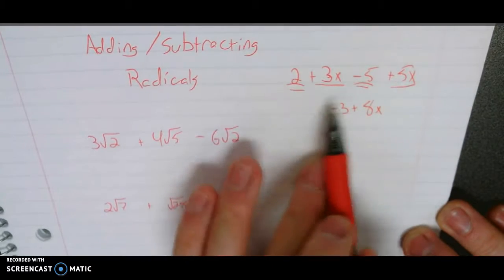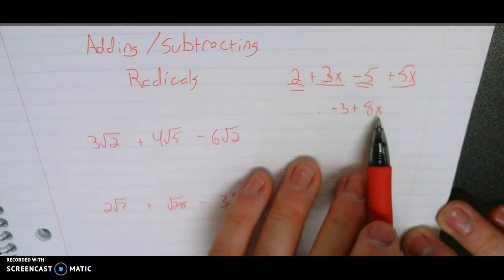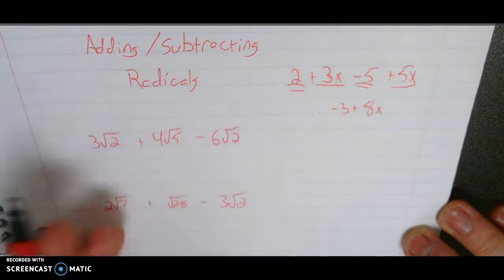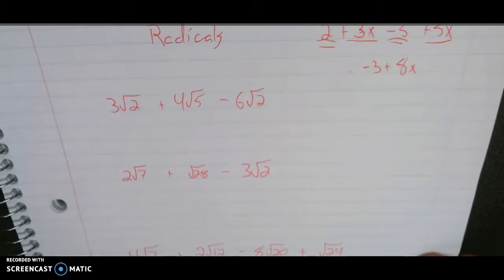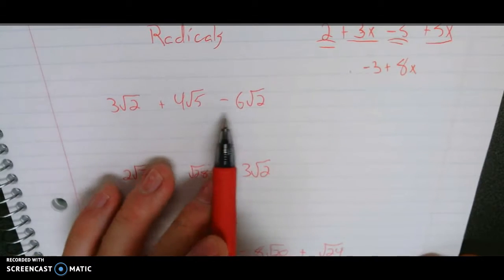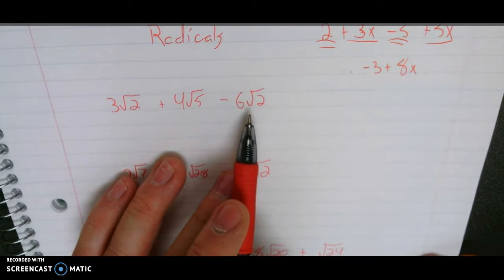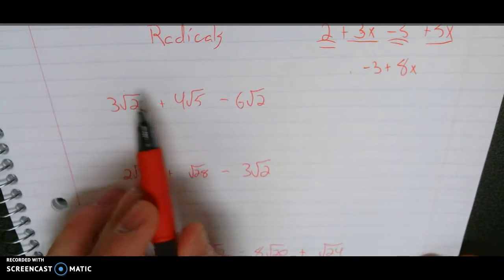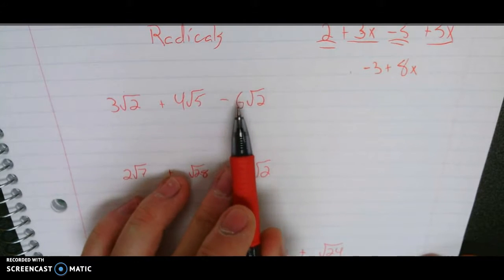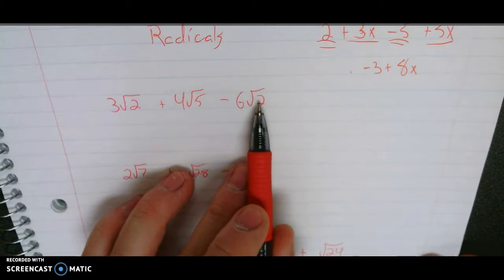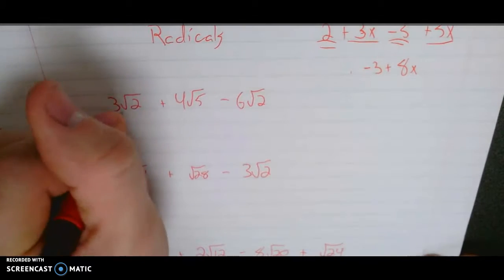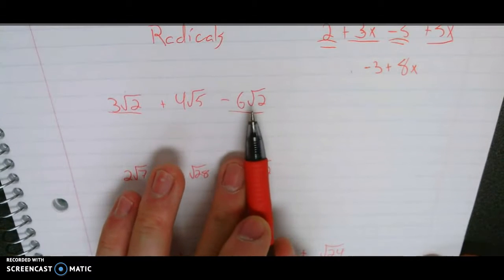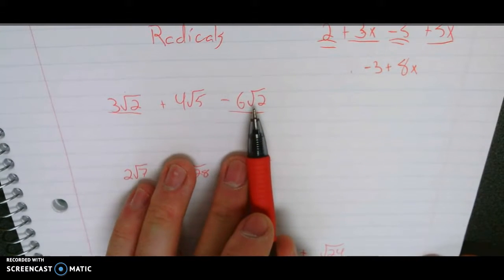So essentially we're going to be doing the same thing here, but instead of a variable like an x, we're going to be dealing with radicals, like a rad2 or a rad5. So I have an example here of 3 rad2 plus 4 rad5 minus 6 rad2. If I wanted to think of this like variables, I could almost pretend this was a 3x plus 4y minus 6x, in which case x would be like a rad2 here. So I'm seeing that I have like terms between a 3 rad2 and a 6 rad2. They both have a rad2 attached.